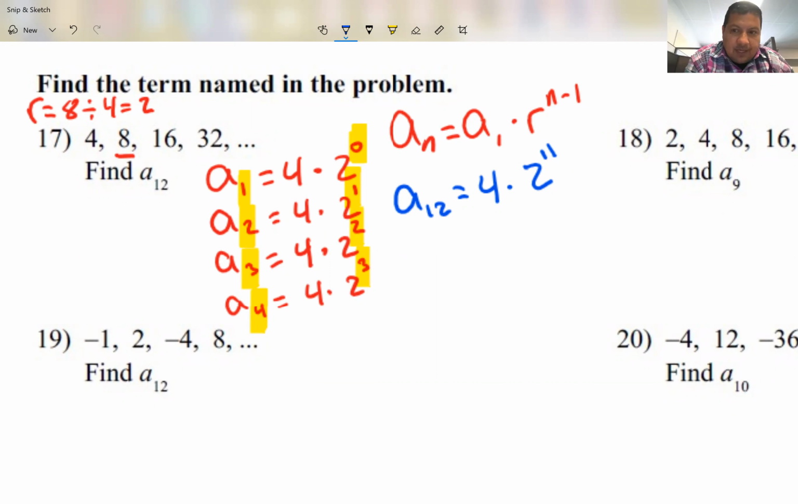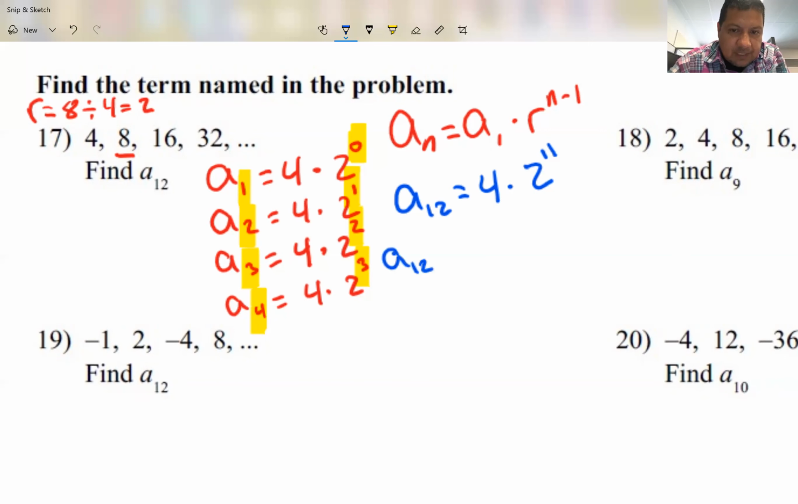I need to use my calculator. You guys should be able to use a calculator. You guys should know how to use a calculator. So I'm going to say 2 to the 11. Like I said, use a calculator. Find out how to type it in. If you need help, ask me.